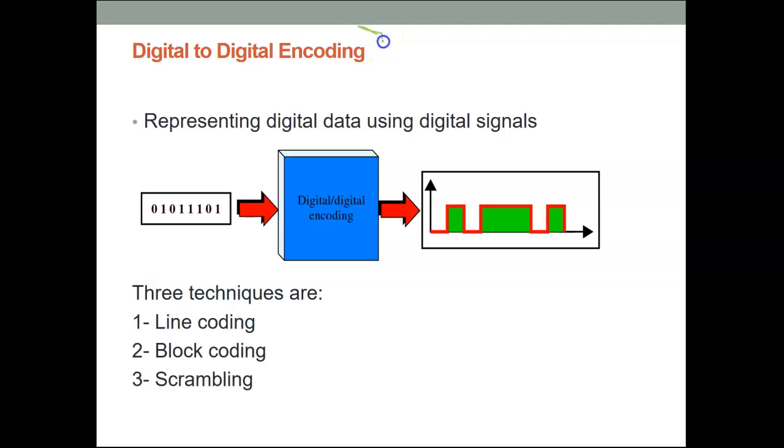Okay, so digital to digital encoding. Now here we have digital data and we want to change it to digital signal, or the opposite. I have digital signal and I want to change it to digital data. So I have here, as I said before, data. We use encoder in order to change it to signal. And we have three methods: line coding, block coding, and scrambling. This lecture will basically discuss line coding.